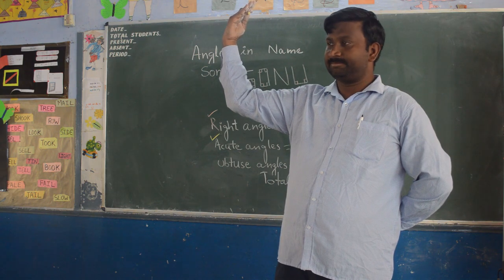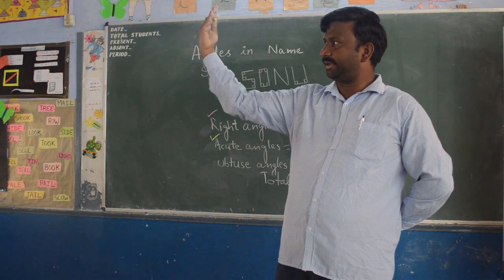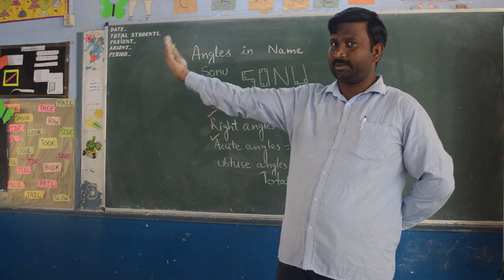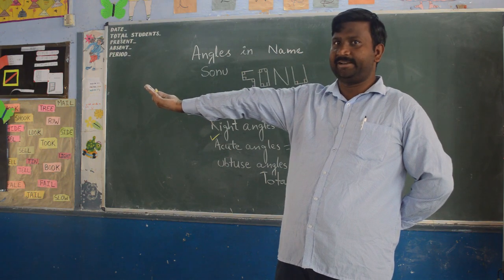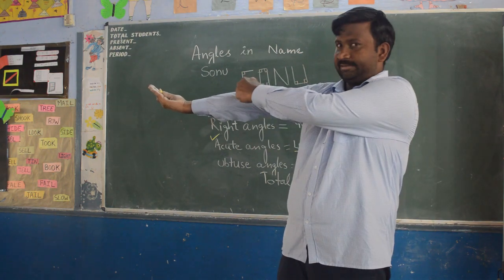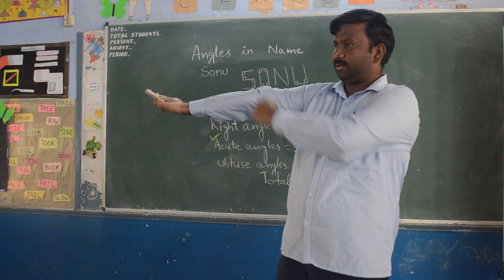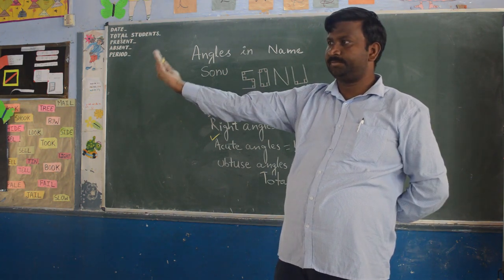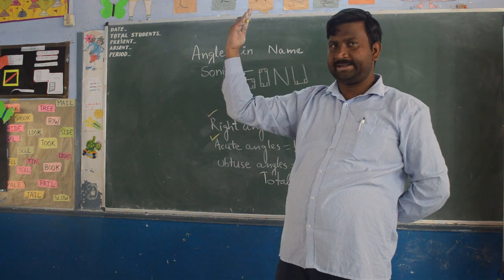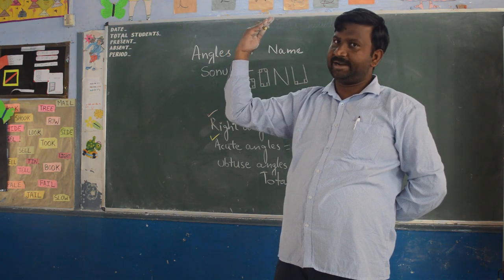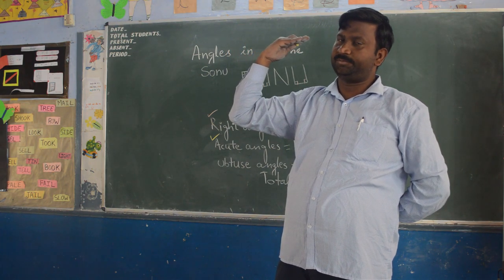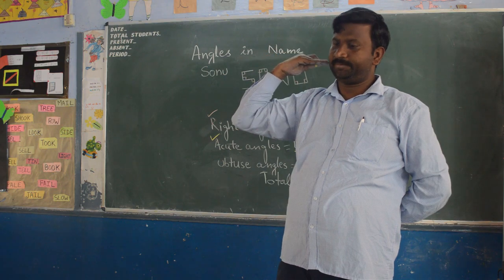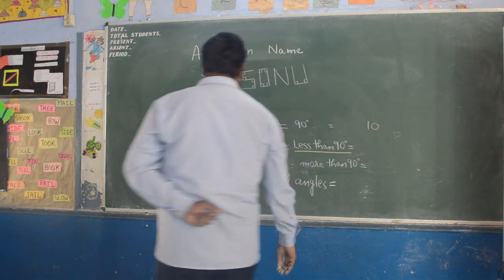And if I move my arm more, obtuse angle, obtuse angle, obtuse angle, obtuse angle. This is a straight angle, 180 degrees. Okay. Again, see, a straight angle means obtuse angle, right angle 90 degrees, and less than 90, acute angle. Okay. So count acute angles.